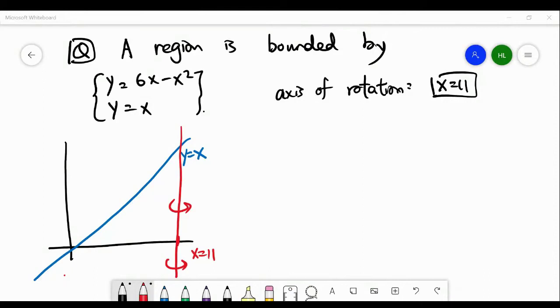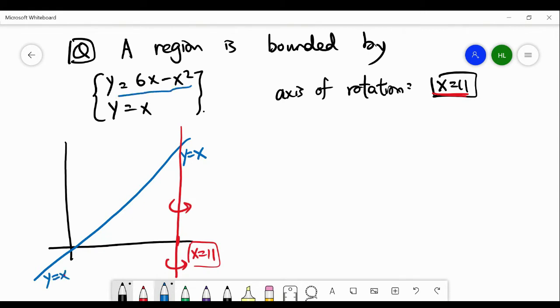So let's look at the current picture together in this video. We're looking at the region bounded by two lines, and the axis of rotation is going to be x equals 11. In the current picture, I already sketched the axis of rotation, which is x equals 11, right? And I sketched the blue line representing the diagonal y equals x.